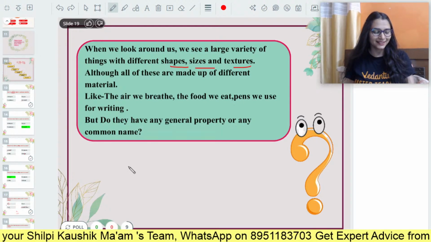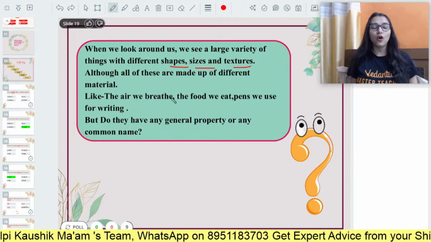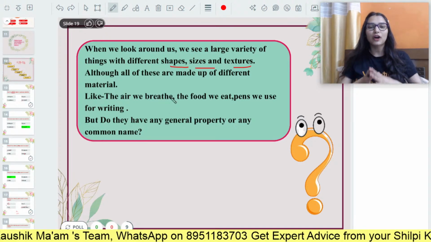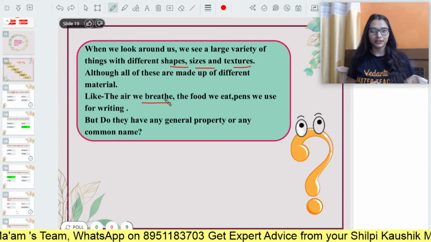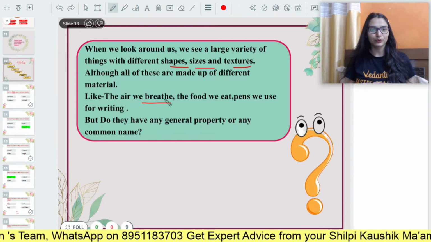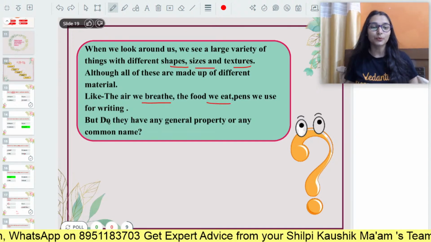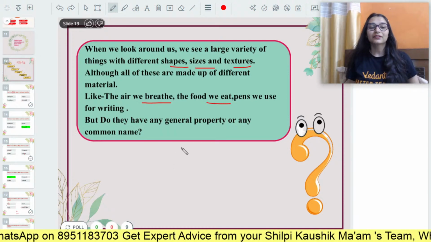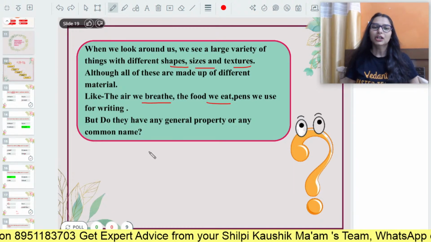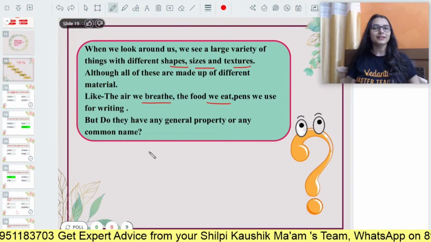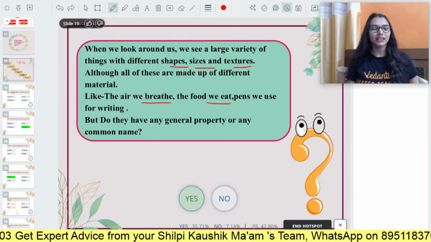Okay, so the point here is that all of these things are made up of different material. Like you can see the air we breathe. You can't see the air that we are breathing, but it still has some particles in it. The food that we are eating, the pen we are using for writing, they all are having general property, or they have something in common. Do you agree that everything around us has something in common? Yes or no? Do they have something in common?